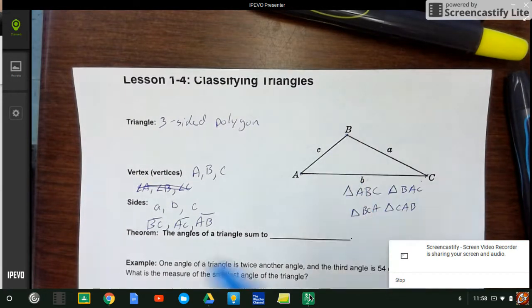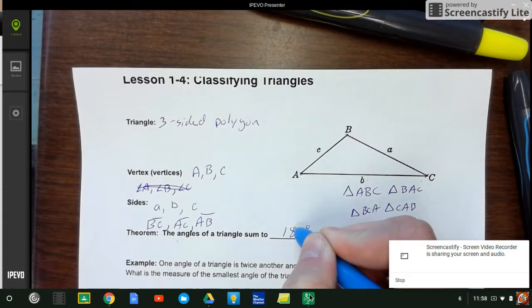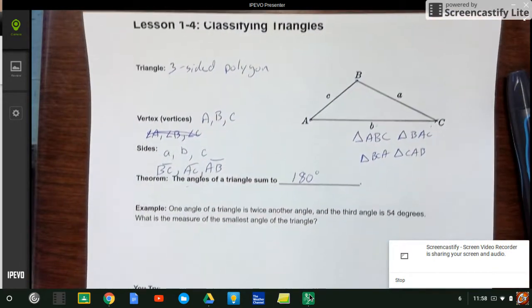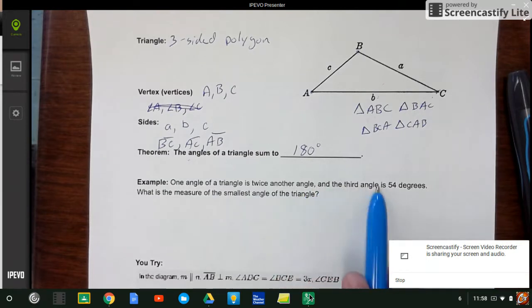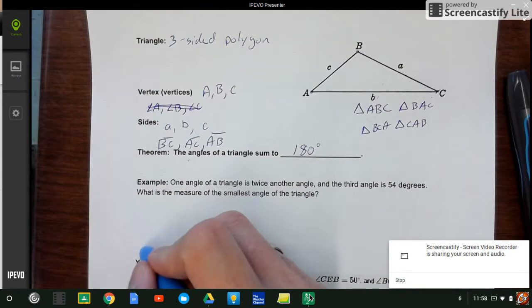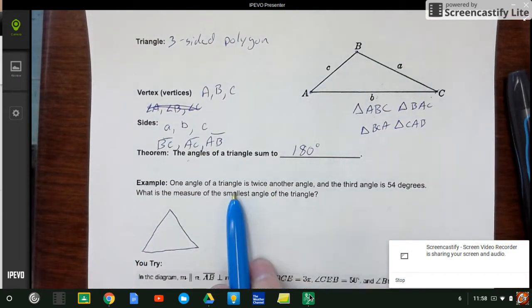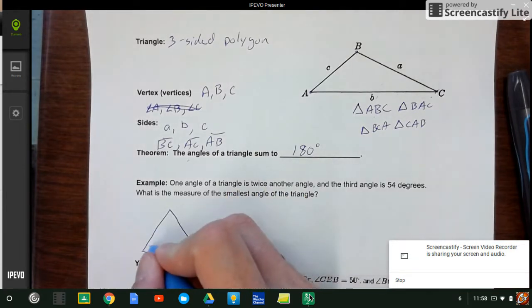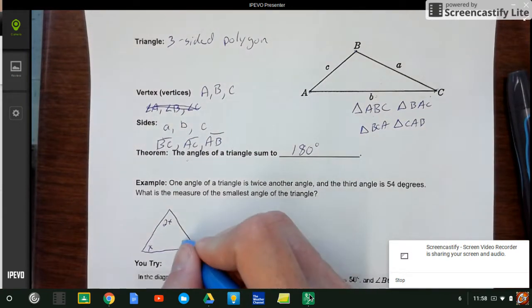Speaking of the angles, the angles of a triangle sum to, and you probably already knew this, 180. That's pretty old news. So when you've got a problem like this where one angle of a triangle is twice the other angle and the third angle is 54 degrees, what's the measure of the smallest angle? So let's start by drawing a picture. There's a triangle, random triangle. One angle is twice the other angle. So I'm going to call one angle X and one angle 2X. The third angle is 54.